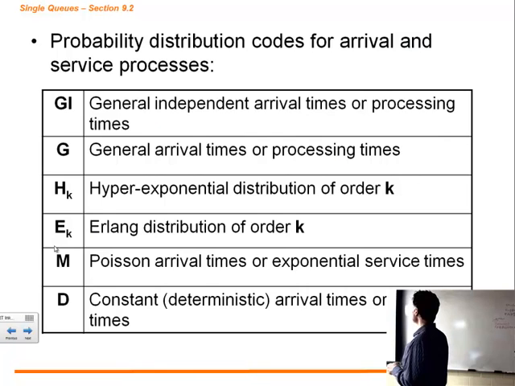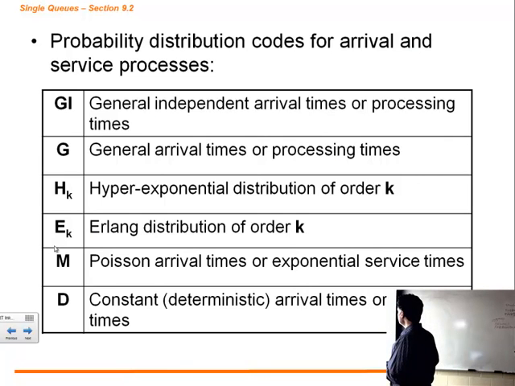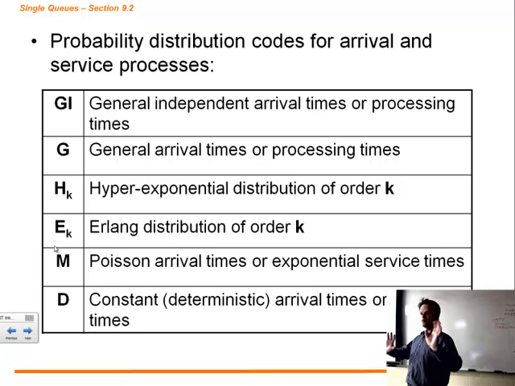Here are some other codes for probability distributions for arrival and service processes. GI means general independent arrival times or processing times. So you don't know how arrivals are distributed. You have no idea how arrivals are distributed. You don't know it's a Poisson distribution process or anything. All you know is that they're independent of each other. The arrivals are independent.